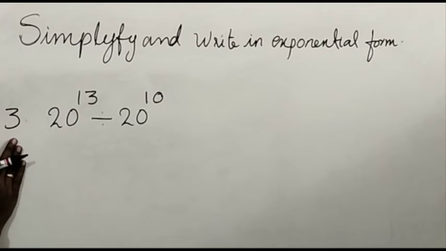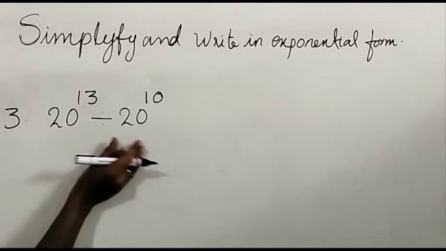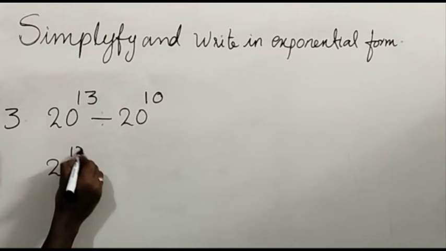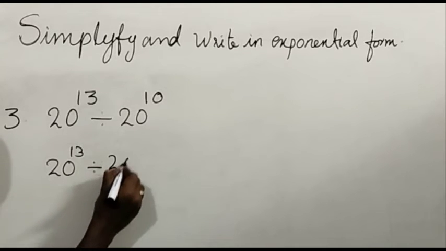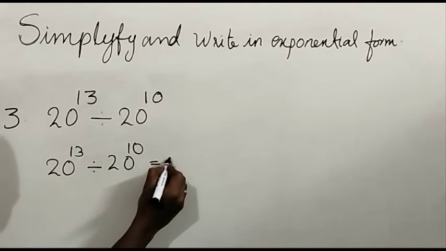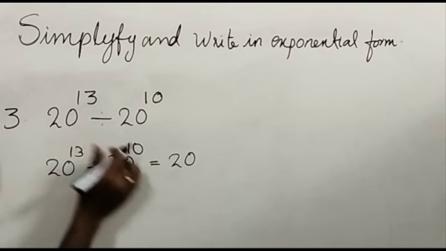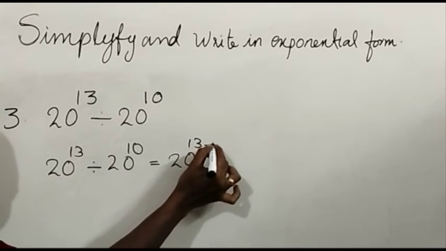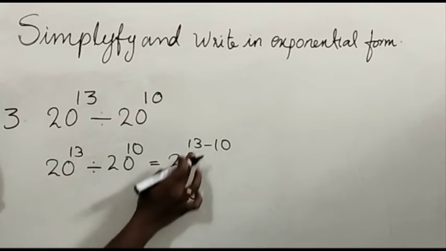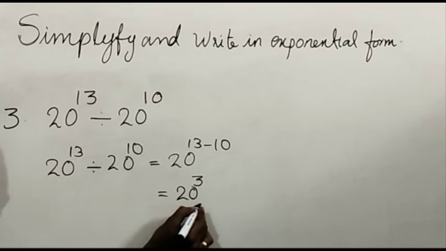Let us consider the third question. 20 raised to 13 divided by 20 raised to 10 is equal to, here the base is 20. So write 20, then take the difference between the powers, that is 13 minus 10, which is 3. So the answer is 20 raised to 3.